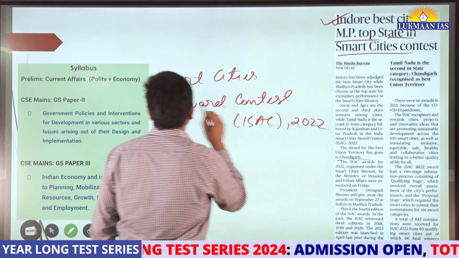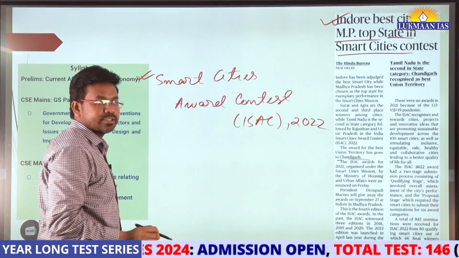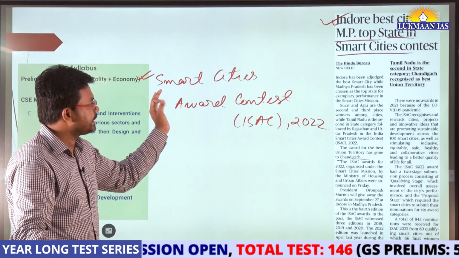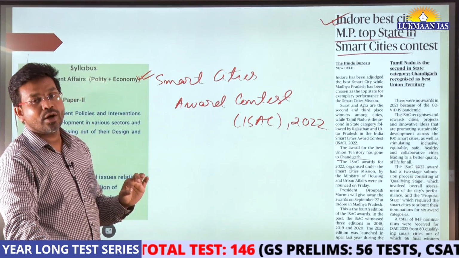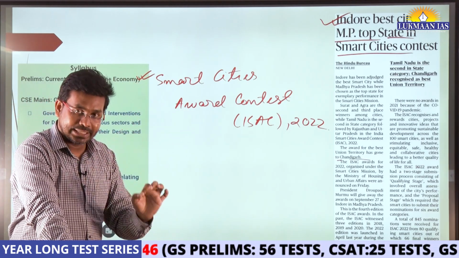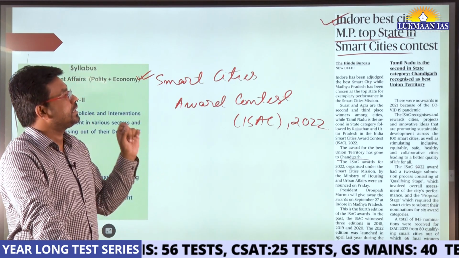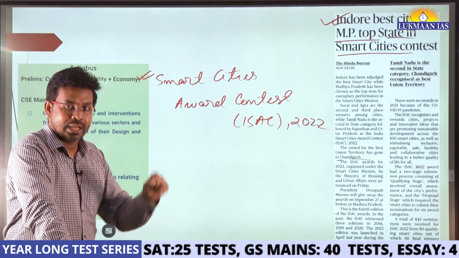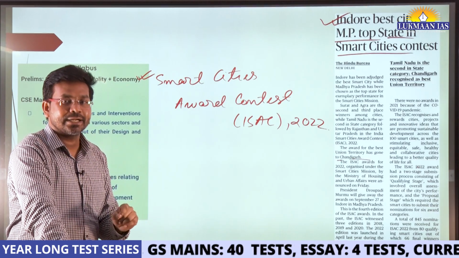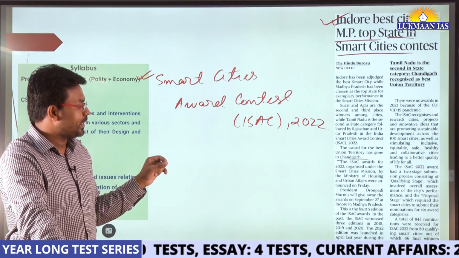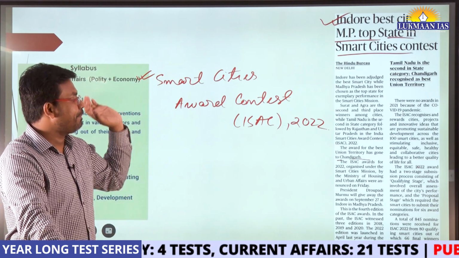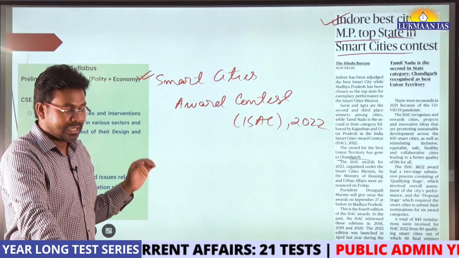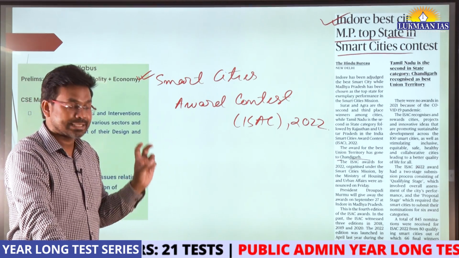2022. So this was the fourth edition of the Smart Cities Award contest, and in this contest, Indore emerged as the topmost city in India. Madhya Pradesh emerged as the topmost state. Among union territories, Chandigarh emerged as the topmost union territory. So in this article, they have mentioned all those states and union territories that have performed exceptionally.